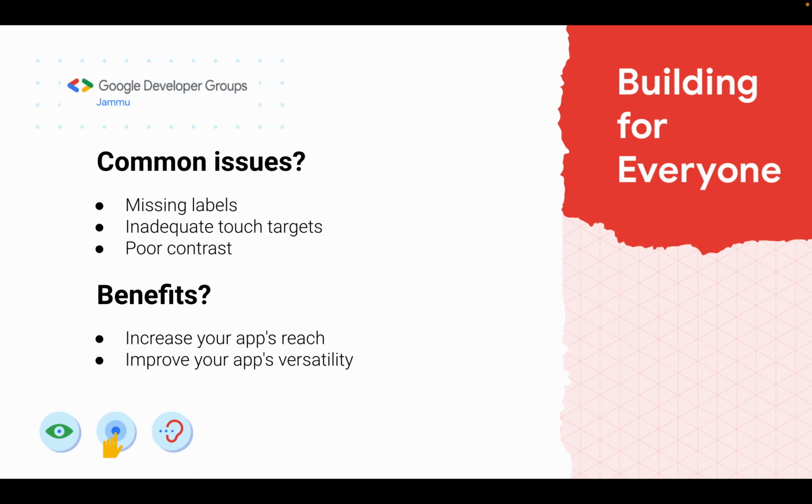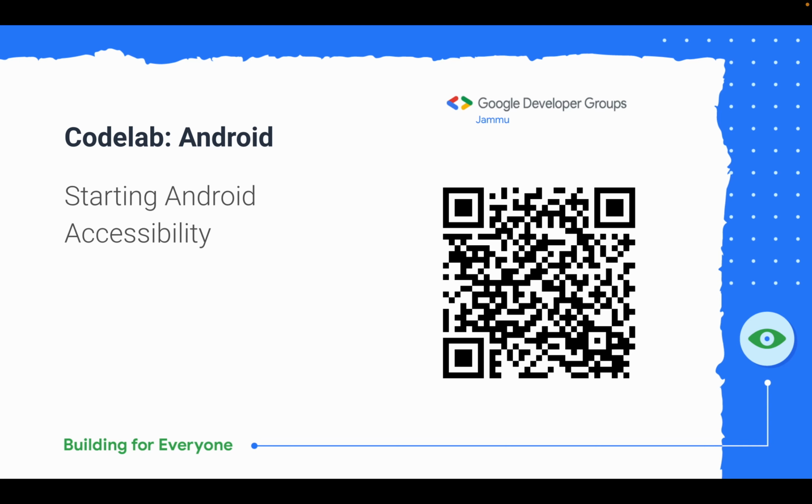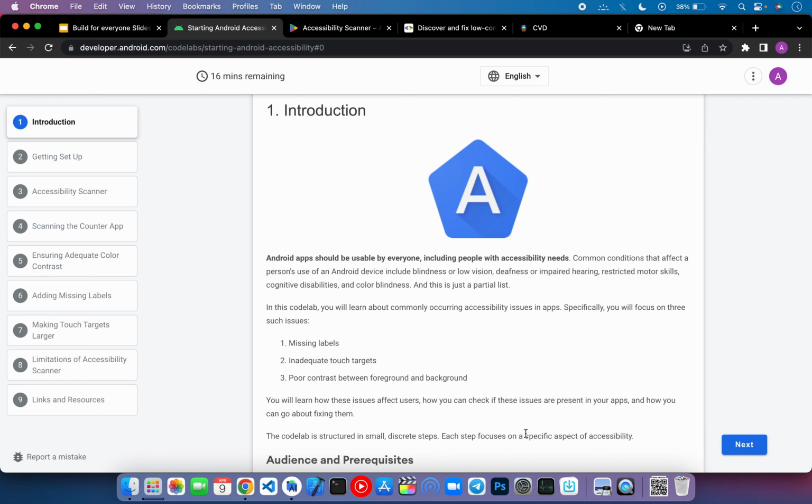So today in our session, we are going to focus on Android and web accessibilities. Here is our first code lab for Android. It is all about getting started with Android accessibility. I recommend all the participants to scan the QR code to open the code labs, and I have also linked the code labs in the description. Once you do that, it will look like this.